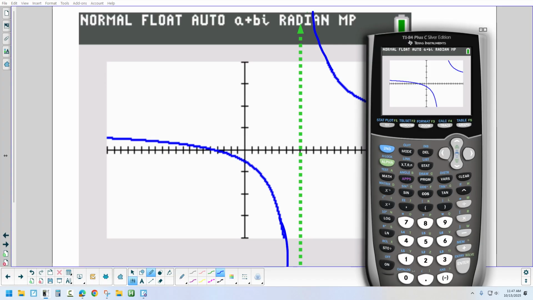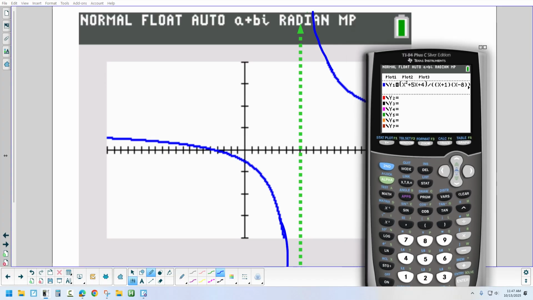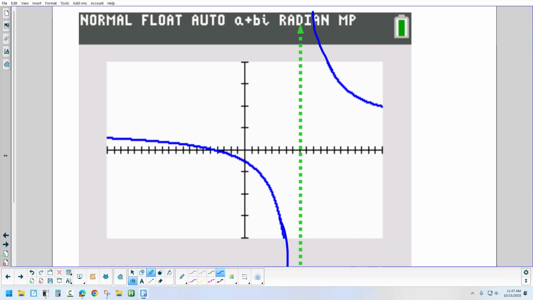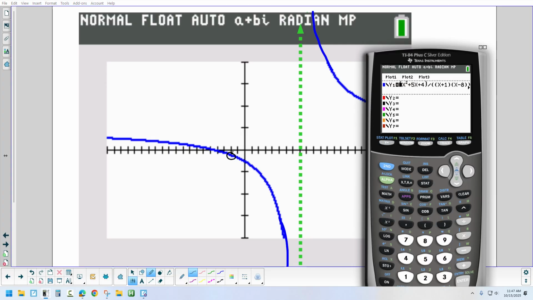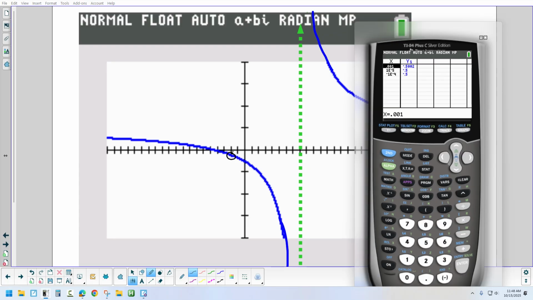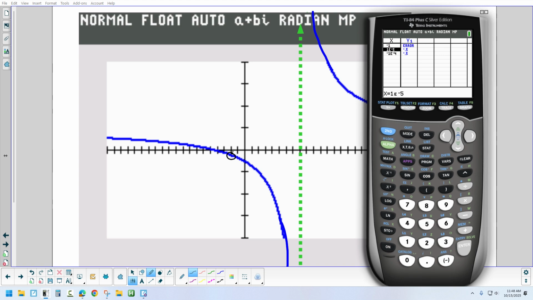What happened to the one at -1? Yeah? It's a hole. Yep. There's a hole in the graph right there. That is not a vertical asymptote. You can tell it's a hole a couple ways. If you go to your table and you try -1, well, it definitely tells you it's an error, which means it doesn't exist on the graph.